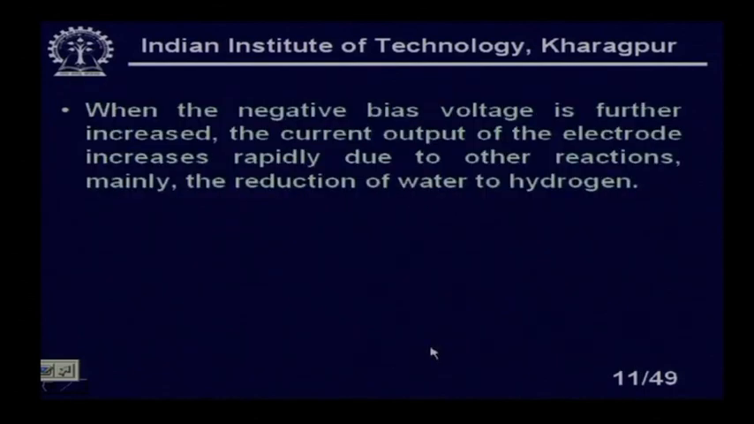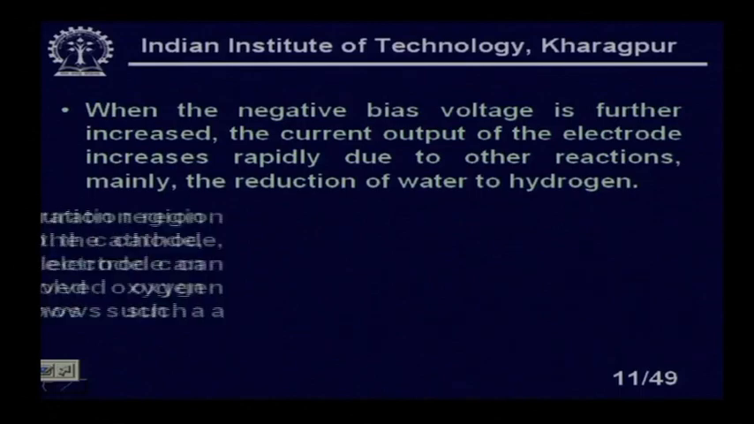When the negative bias voltage is further increased, the current output of the electrode increases rapidly due to other reactions, mainly the reduction of water to hydrogen, right. So, that is a different thing, we are not concerned with that region, clear.